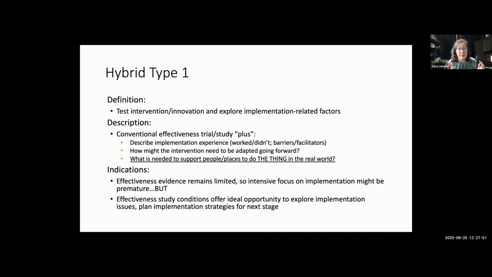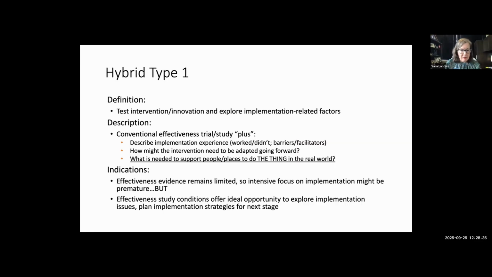So you're thinking about, do I need to pay people? Do I need to block time? Do they need training? Do they need fidelity checks? These are all strategies you use to conduct a trial, and they might later be strategies you use for implementation. So they're things I really think, if you're doing a good trial, you're already paying attention to. So you might do a process evaluation where you look at barriers and facilitators, what worked and what didn't work. You might learn what might need to be adapted moving forward. And really what's needed to support people or places to do the thing.